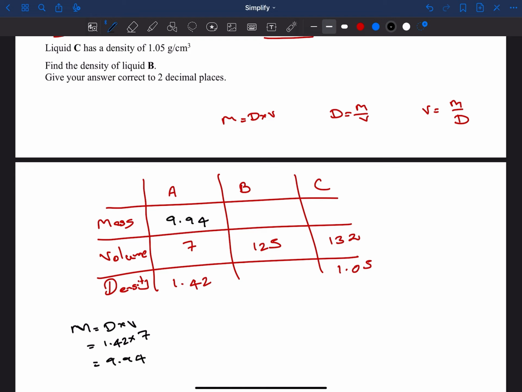Remember, you must always work. Is there another column I can do? Yes, the C column. The mass again. Mass is density times volume. Always write the formula, otherwise you're going to forget. 1.05 times 132. Make sure you're writing all the decimals on there, because you can round it later at the final part of the question. 1.05 times 132, which gives me 138.6.